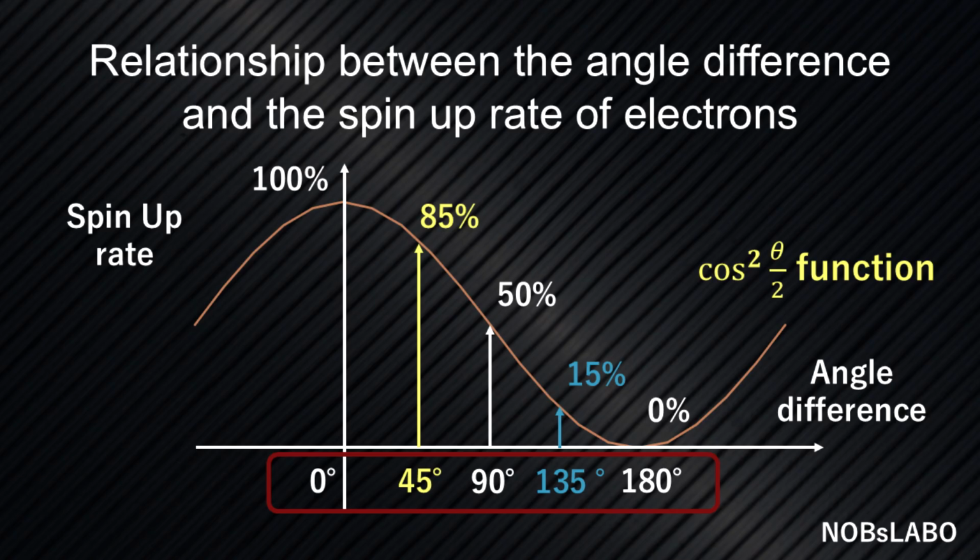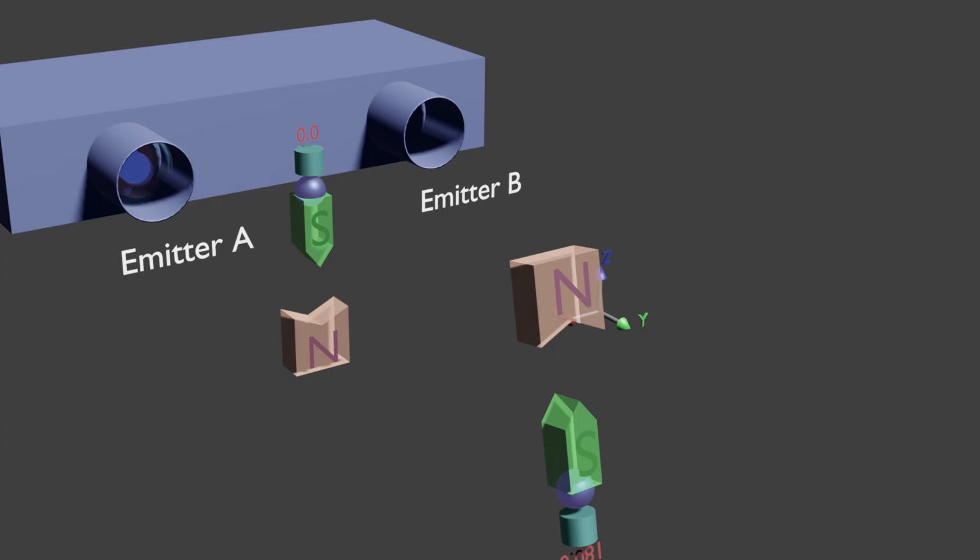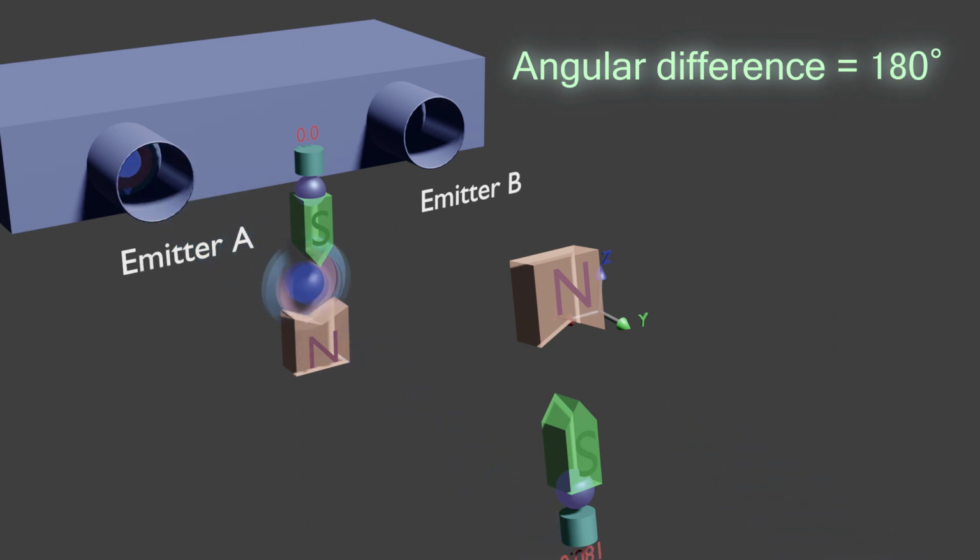This animation shows that when the angle difference is 0 degrees on this graph, 100% of the spin-up electrons pass through with their spins unchanged. In the next example, the second magnet is rotated 180 degrees. In this case, the direction of the magnet's axis does not change, so the direction and orientation of the electron's spin do not change either.